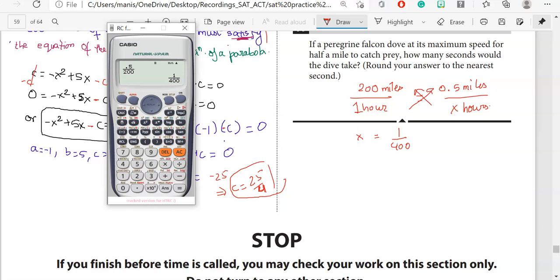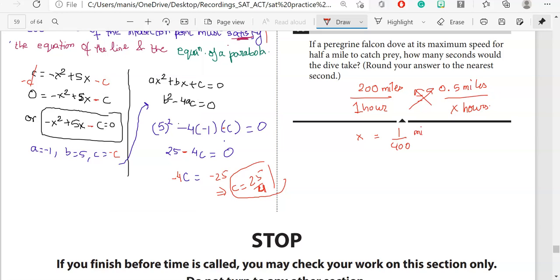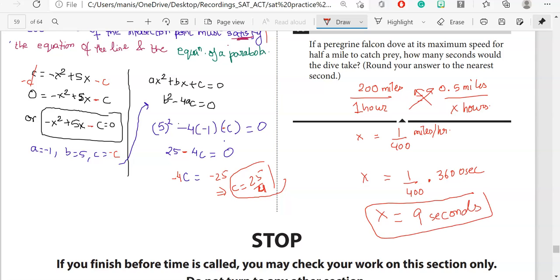Now do keep in mind, it is in hours. So what I need to do is change it to seconds. I will multiply this number by 3,600 seconds. So when I do this, my answer is 9 seconds over here. So this is my answer for this question.